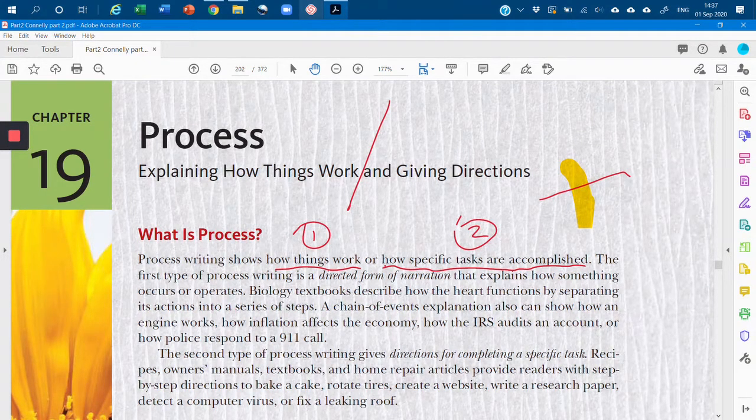And the second part here, number two, is how specific tasks are accomplished. For example, the directions for a specific task. So, for example, bake a cake, rotate tires, create a website. And they give you other examples. So, all of these tend to have specific steps to follow to complete a specific task.